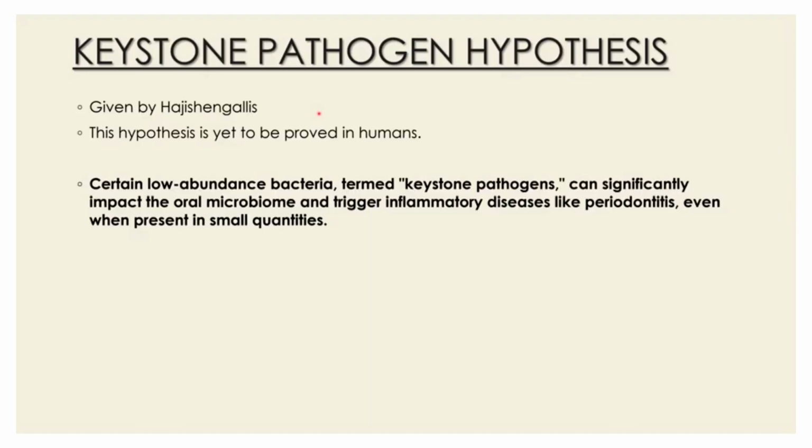The keystone pathogen hypothesis was given by Hajishengallis. This hypothesis is yet to be proven in humans. This states that certain low abundance bacteria, termed keystone pathogens, can significantly impact the oral microbiome and trigger inflammatory diseases like periodontitis, even when present in smaller quantities. Let's see the limitation. It did not explain the role of genetic factors, like the previous hypothesis.